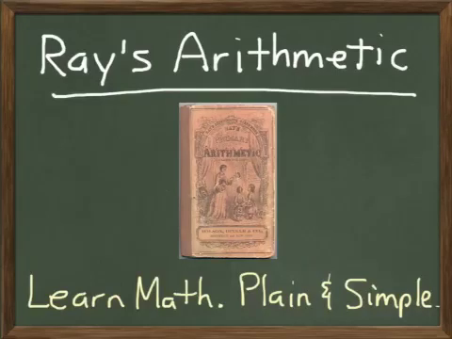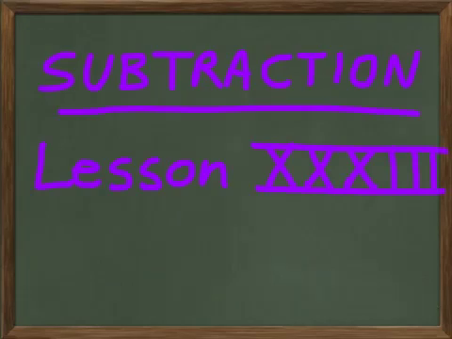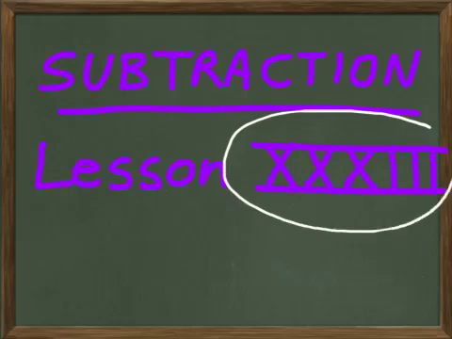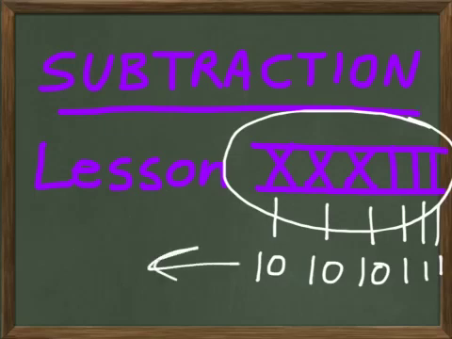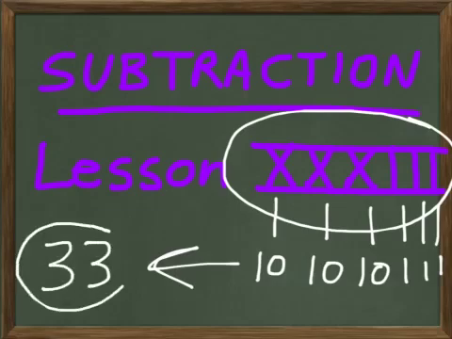Today on Raise Arithmetic, we're going to do lesson number 33. And our Roman numeral there tells us that we've got 10, and 10, and 10, and 1, and 1, and 1. And when you add all those up, what do you get? 33. And that's the lesson we're going to do today.